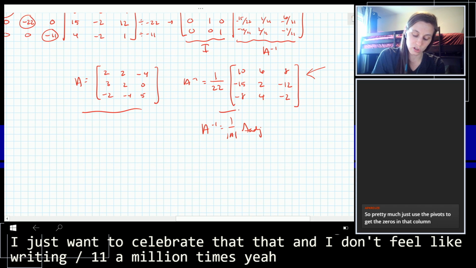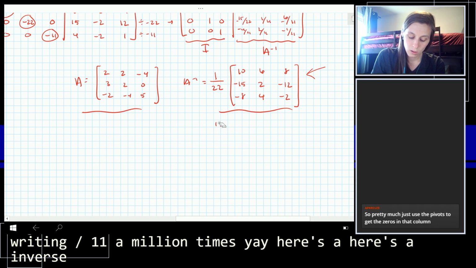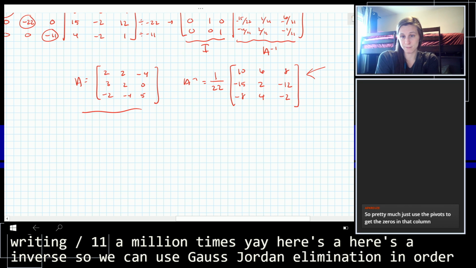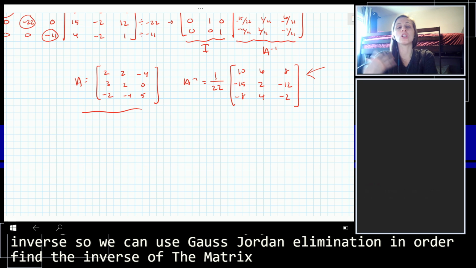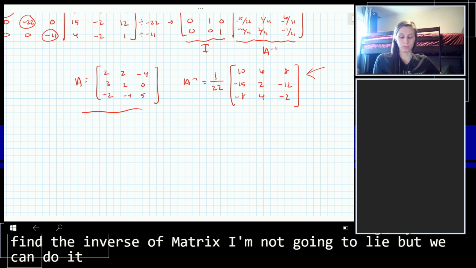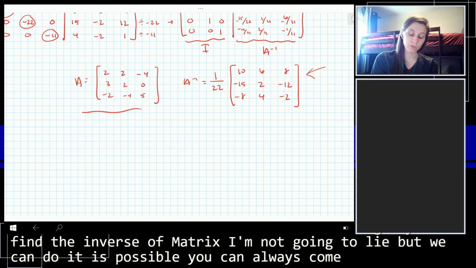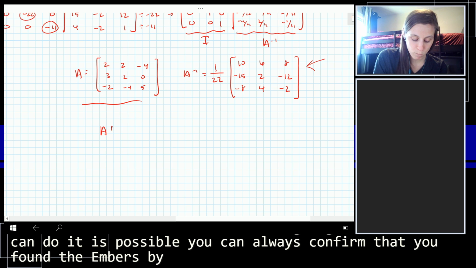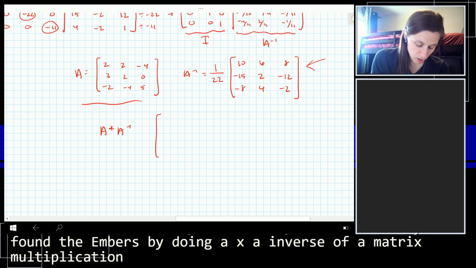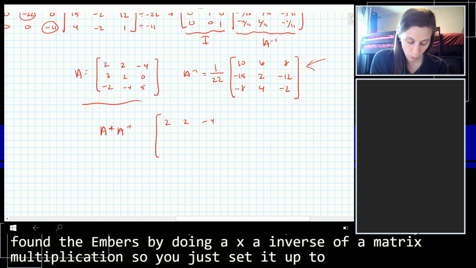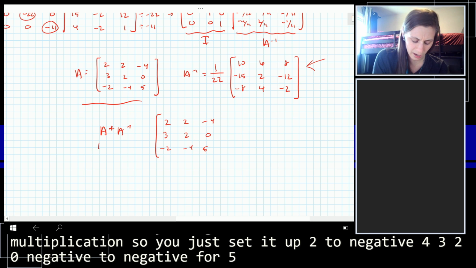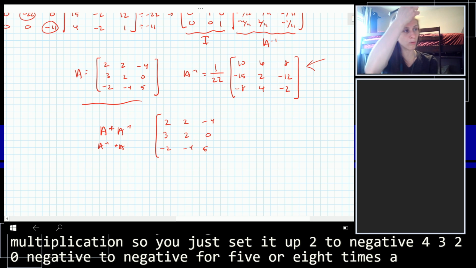Yay! Here's A inverse. So we can use Gauss-Jordan elimination in order to find the inverse of a matrix. This is the long way to find the inverse of a matrix, I'm not gonna lie, but we can do it. It is possible. You can always confirm that you found the inverse by doing A times A inverse, by doing matrix multiplication. So you would just set it up 2, 2, negative 4, 3, 2, 0, negative 2, negative 4, 5, or A inverse times A. Both of them will work.